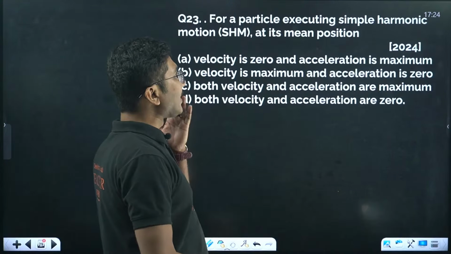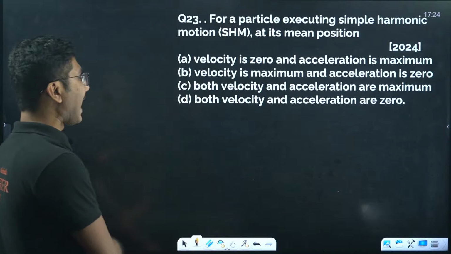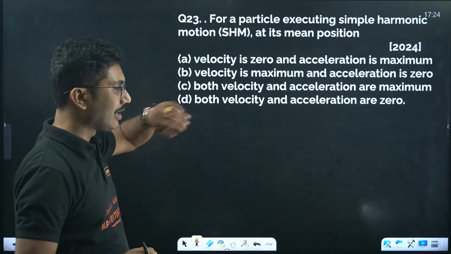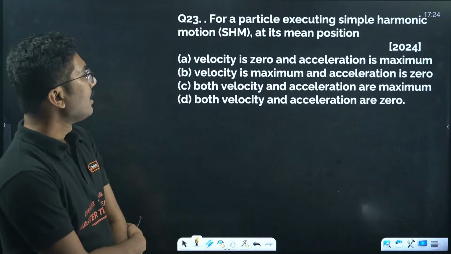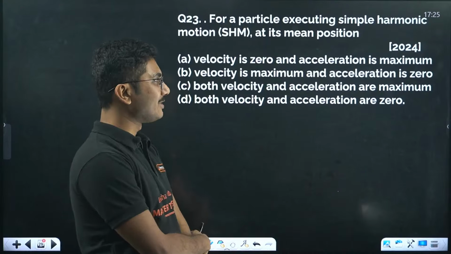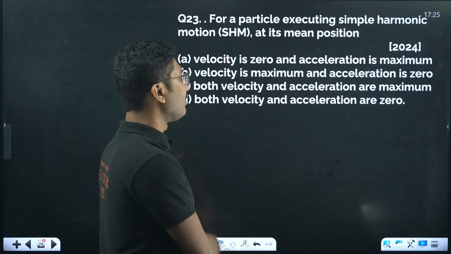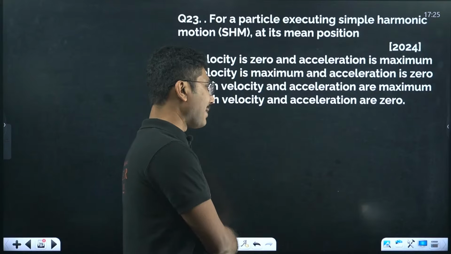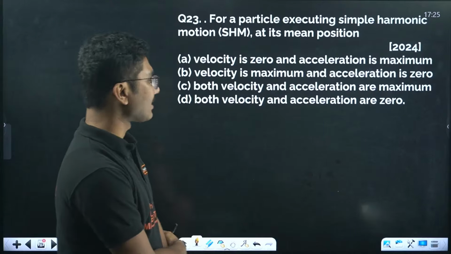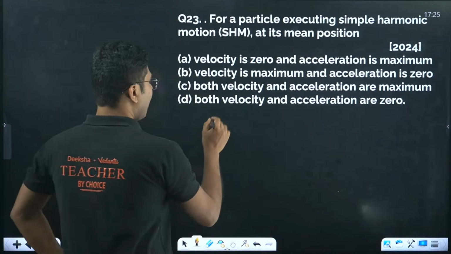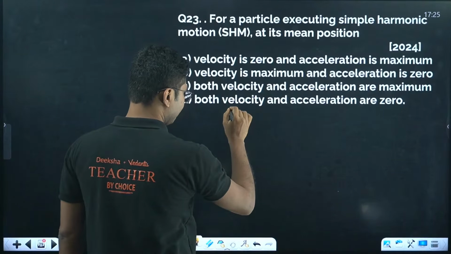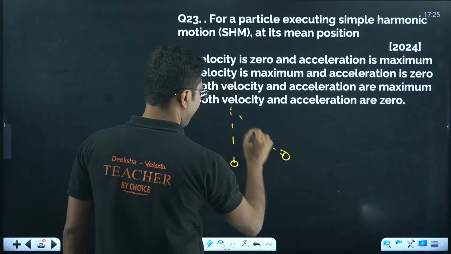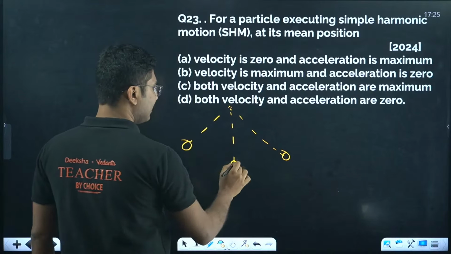For a particle executing simple harmonic motion at its mean position: velocity is 0, acceleration is maximum; velocity is maximum but acceleration is 0; both velocity and acceleration are maximum; both velocity and acceleration are 0. Now I think you have enough time to solve this question. So here a particle is executing SHM. Now at the mean position, what happens?